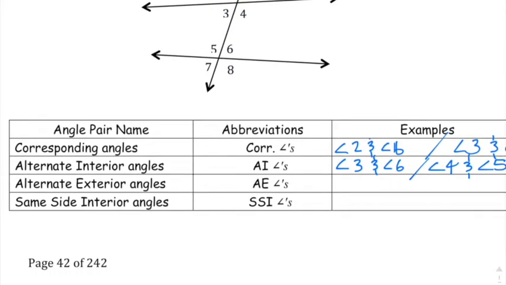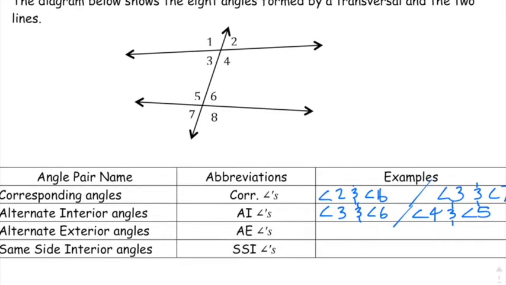So yeah, there's only 2 of those there. Alternate exterior angles, so all these outside angles here, if you're looking at those, 1, 2, 7, 8. Alternate sides of your transversal. So you want to be on opposite sides there. So 1 and 8 would be an example. Angle 1, angle 8. And then also you could go angle 2 and angle 7.